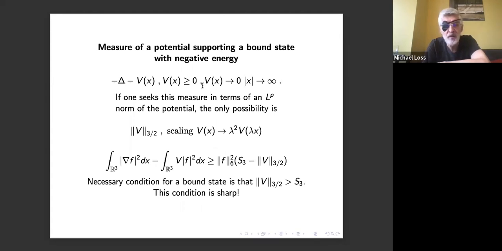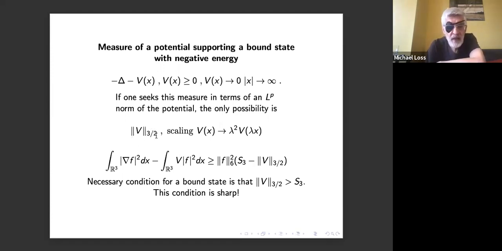V should be positive. Very nice, it goes to 0 at infinity. And if one seeks a measure of this potential in terms of an LP norm, then the only possibility is that you have to take the 3/2 norm. That's clear because you have to assume that these two terms have the same dimension. So the scaling is that the potential scales like lambda squared v of lambda x, and the only norm which is scale invariant is this one.